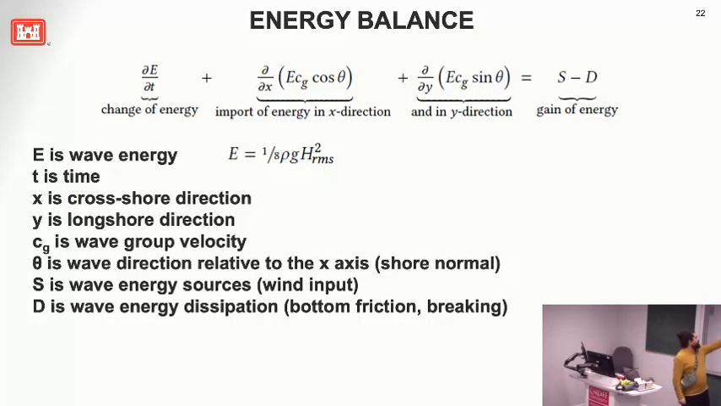So the change of energy in time. This is the propagation part in the direction. And the source term and the dissipation terms are also on the other side of the equation. The source term is like the wind and other mechanisms that generate the wave, and dissipations are just depth breaking, triad interaction, and many other coastal processes that happen.